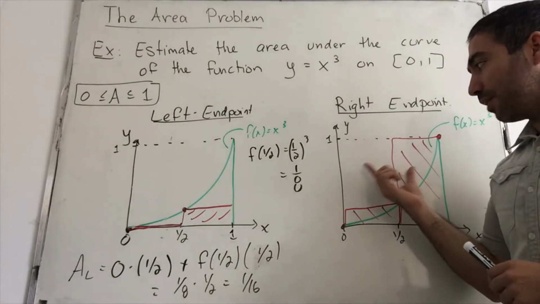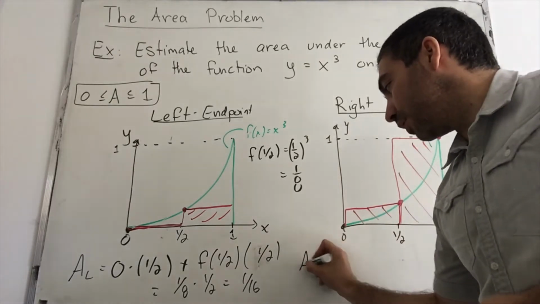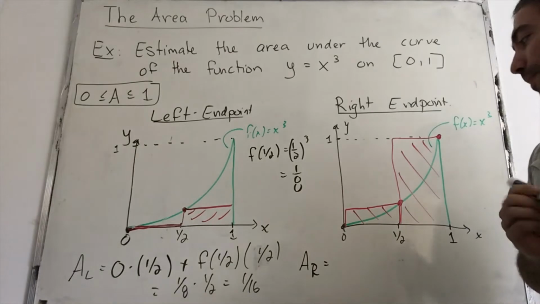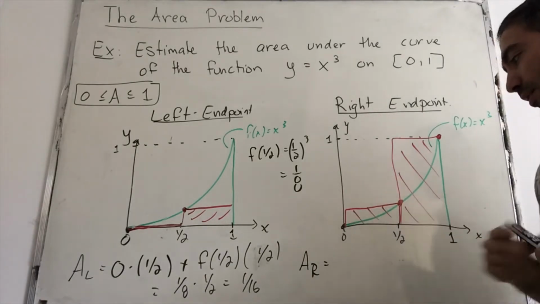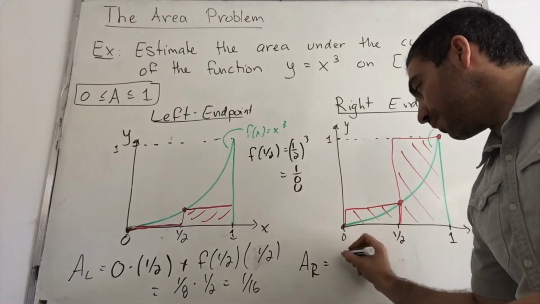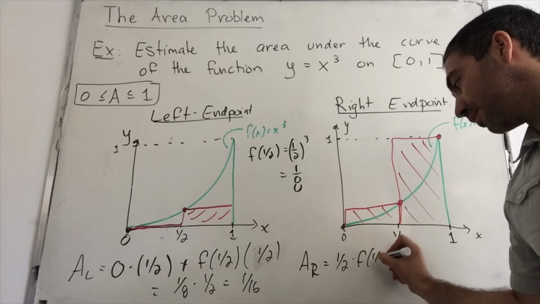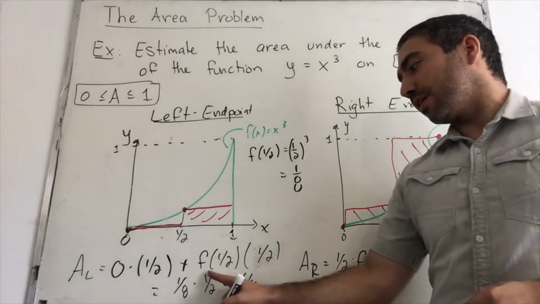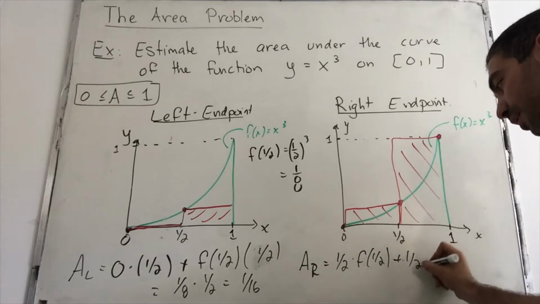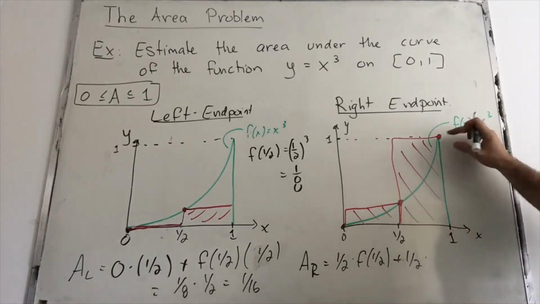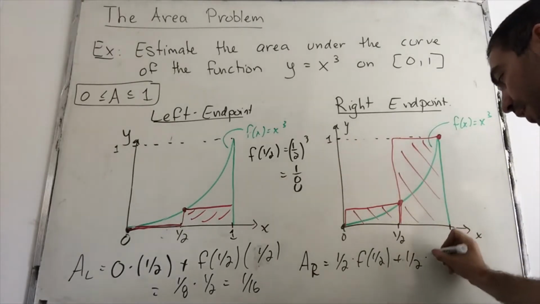So again, to find the area in red over here, let's call it AR, the area of the right region, using the right endpoint. The first rectangle has a width of a half, and the height is f of a half. This is actually what we just saw here, f of a half. Plus, over here, the width of the rectangle is a half, and the height now goes up to here. So we know the height of this rectangle is f of 1.